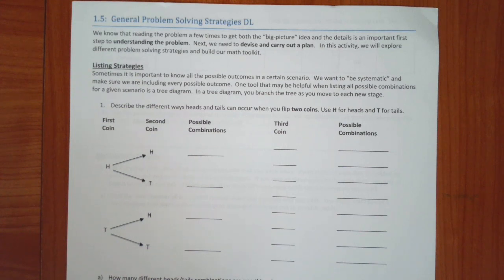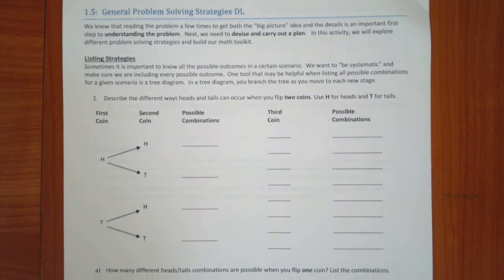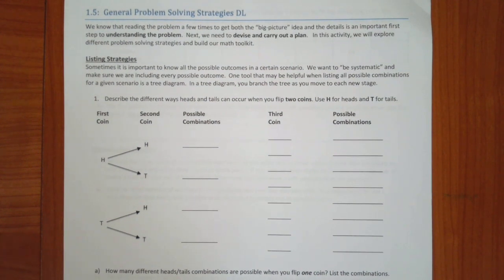Then we need to devise and carry out a plan. Again, there are a lot of different ways to do that. We're going to explore just a couple of different kinds of ways to do that. The first one is going to be listing strategies. Sometimes it's important to know all the ways that an outcome can occur, and an outcome is a result. What are the possibilities of what would happen if I make this decision or this decision?